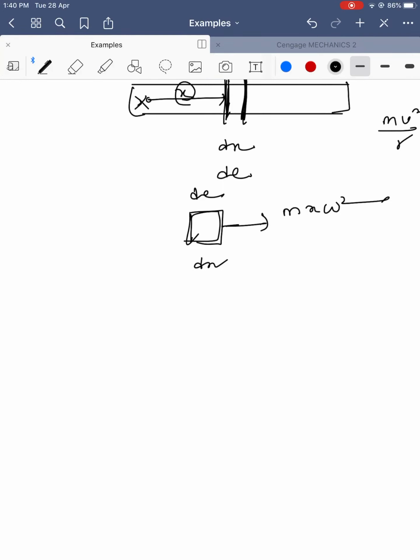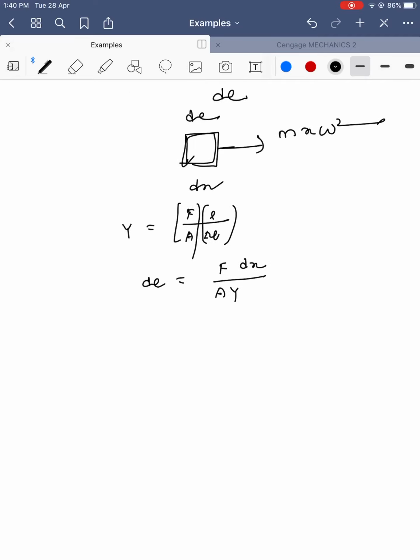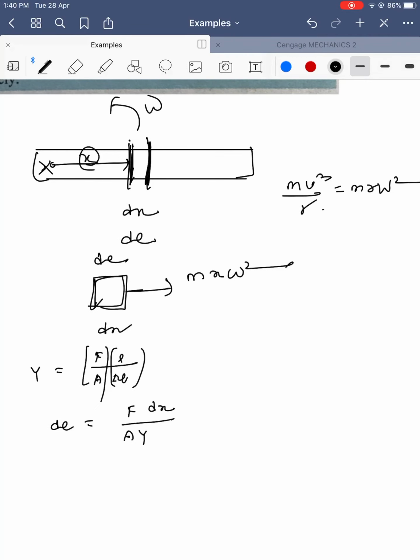Okay, let's write the elongation formula. Young's modulus is equal to force per unit area by change in length by length. If we consider this small section, the change in length is dE. So delta L, I am considering dE, is equal to F by A Y, and the length is the small section length dx. So how to get the force? F is equal to m r omega square.